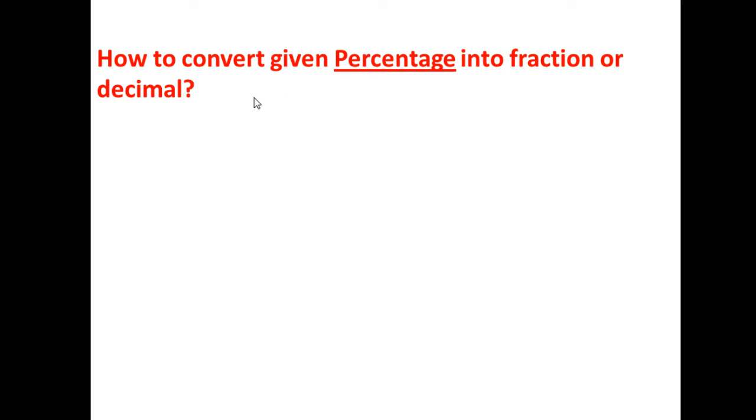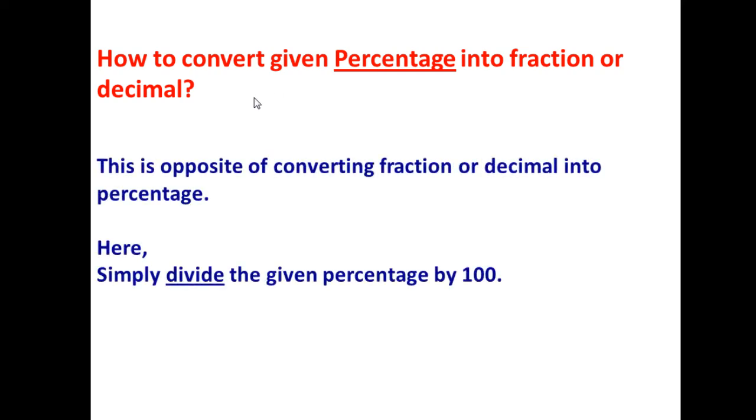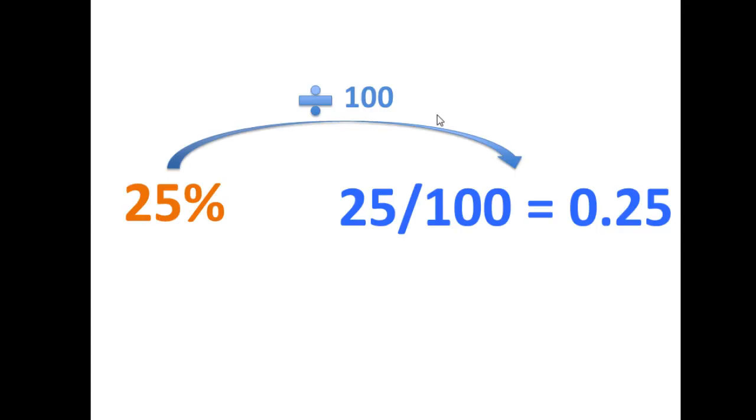Okay. So when you have to remove it, what is the step? You have to simply divide the given percentage by 100. When you don't need the symbol, you have to divide by 100. When you need a symbol, you have to multiply by 100. So let's have a look.